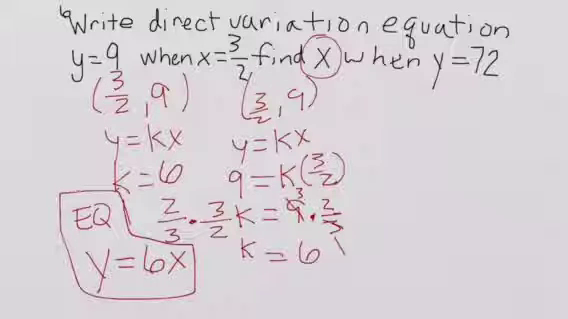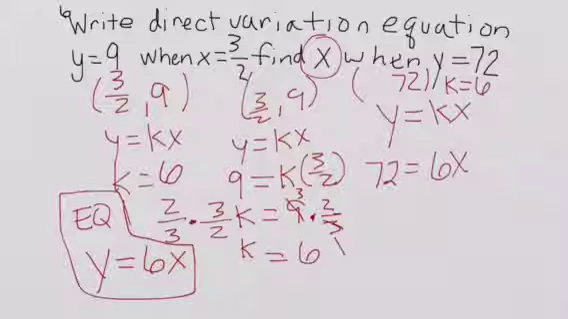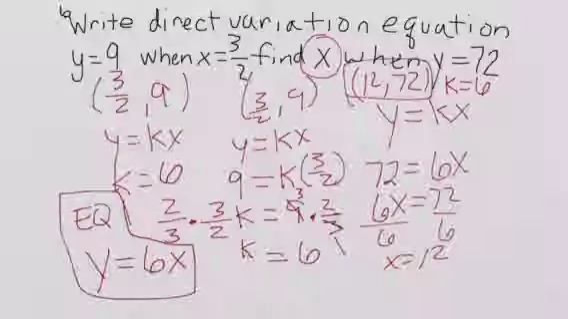Now we need to find x. So we're going to do y is equal to kx, and let's look at what we know. We know our y is 72, and we know our k is 6 because we just found it. So we're going to plug those two in. 72 is equal to 6x. Now we're going to use symmetrical. 6x is equal to 72. Divide by 6, divide by 6. x is equal to 12. So our ordered pair is going to be 12, 72.